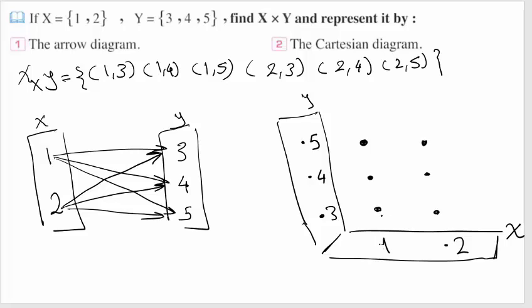For my check, I got 3 dots here, I got 6 dots here, I got 6 arrows here, I got 6 ordered pairs, so it's perfect.